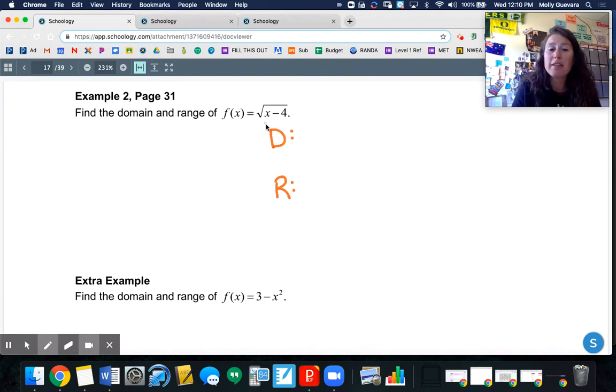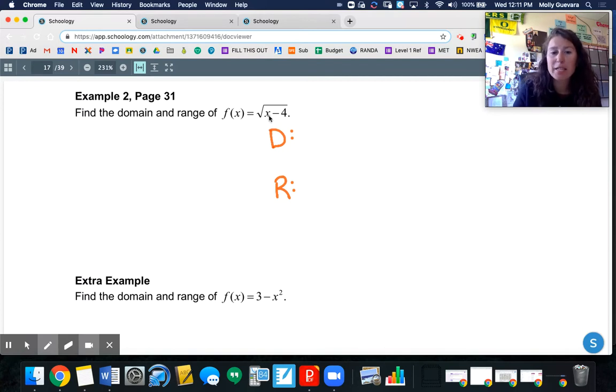So in this case, when I'm finding domain, I cannot take the square root of a negative number. Can I take the square root of 0? Yes. Okay, so 0 is the smallest number I can have under a square root. So when I'm looking at this, I say, okay, what number would give me 0 here? And hopefully you guys got an answer of 4, right? 4 minus 4 is 0. And the square root of 0 is 0, so that's fine.